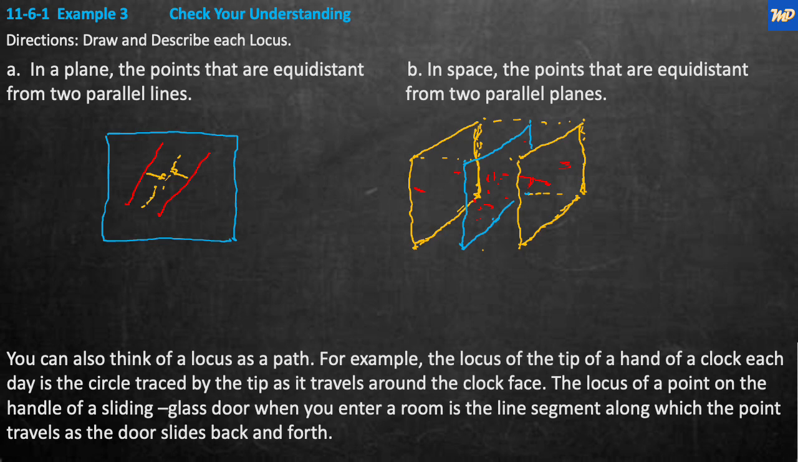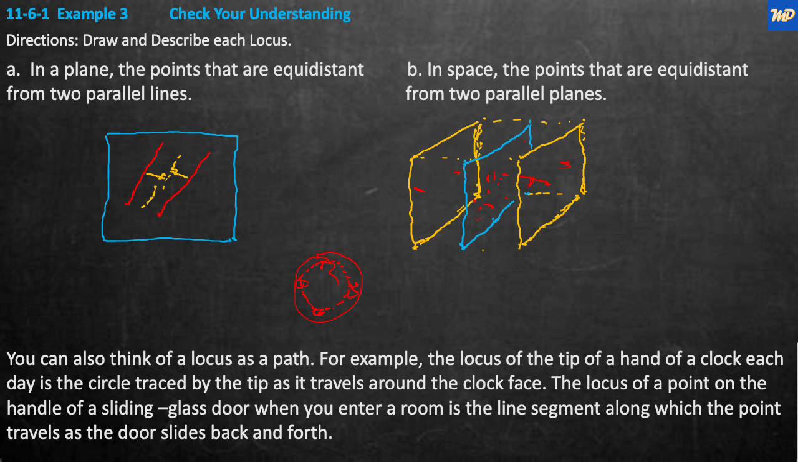It says you can also think of a locus as a path. For example, the locus of the tip of the hand of a clock. Each day is the circle traced by that tip as it travels around the clock. Because as it's going around, it's constantly creating little points from the tip. And when you're all done, it's going to have a path that it took, and you're going to see that path. If you've got a clock here, right, with all your numbers on it, noon up here, 6 o'clock here, 3, 9, it's going to go around the clock, and it's going to make a circle all the way around. As that hand goes around the clock, it's going to make that circle. And that's going to form a path. It's going to have enough dots that you're going to see the path that it followed.